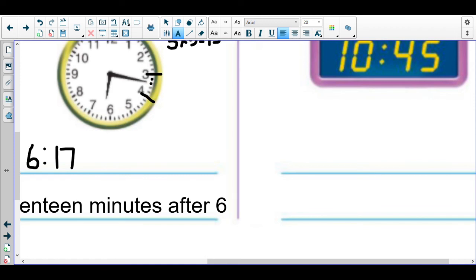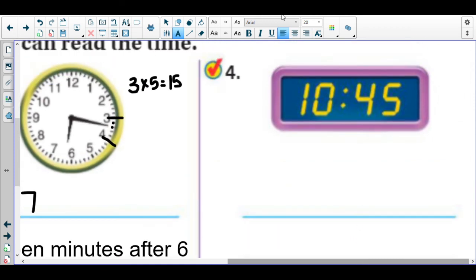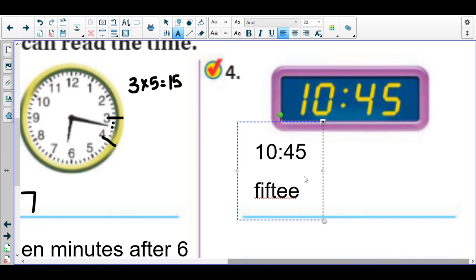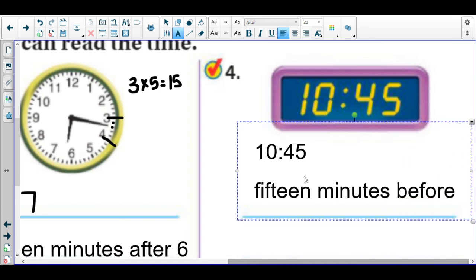So this right here, this becomes really easy. Tell the time. Well, it's right there. All right. 10:45. And then write this as an indication of before or after. So it is after 30 minutes. All right, so we would say 15 minutes before 11.